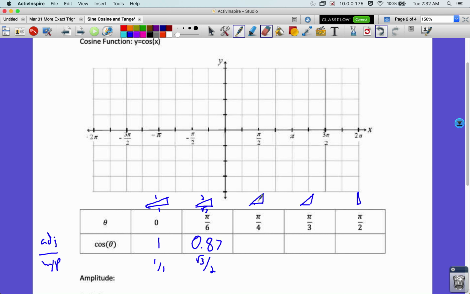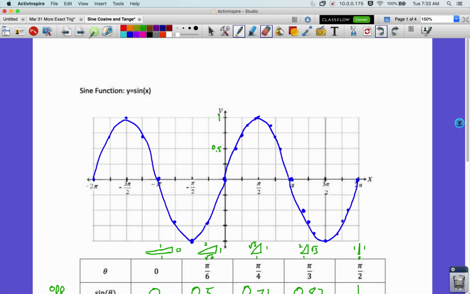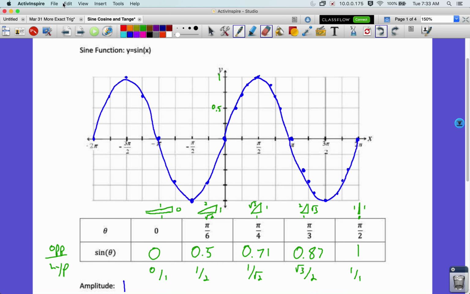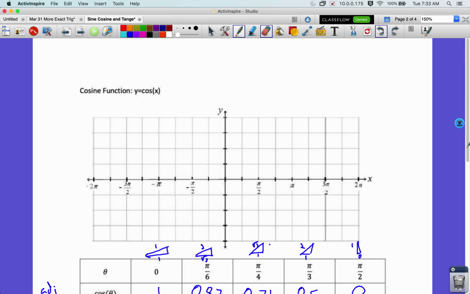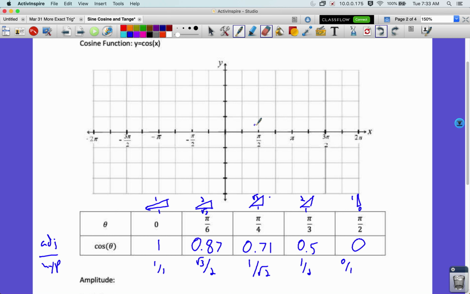All right, with the 45, 45, 90, adjacent is 1. Hypotenuse is root 2, so 1 over root 2, which we saw was 0.71. At pi over 3, adjacent is 1. Hypotenuse is 2, so 1 over 2 gets us 0.5. And then at 90 degrees, our adjacent is 0, our hypotenuse is 1, so 0 over 1 gets us 0. You notice it's very similar to sine, but just in reverse. So cosine does kind of the reverse pattern through that first interval that sine does.